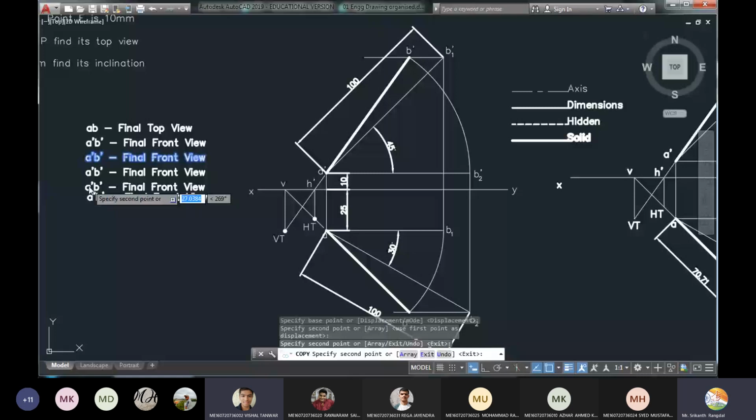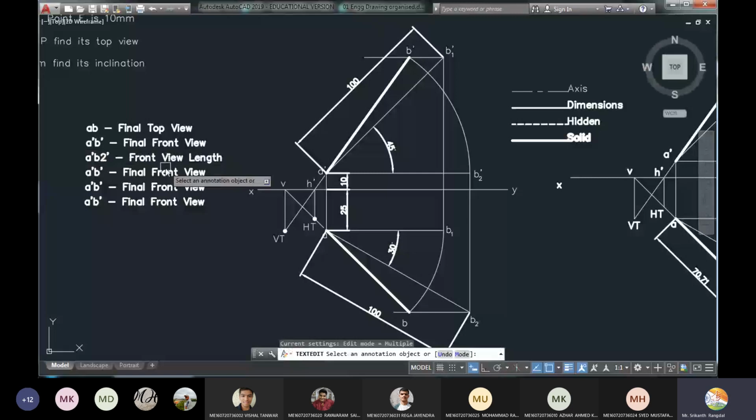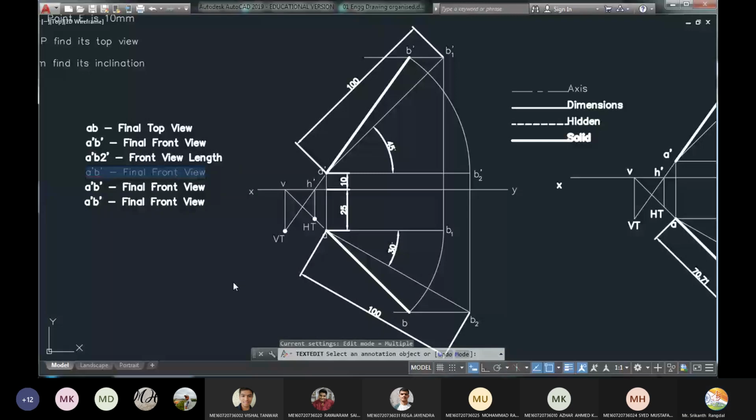A dash B2 dash. What is A dash B2 dash? The projection of the top view, sir. Wait. It should be called the front view length. Then what is AB1? Top view length.